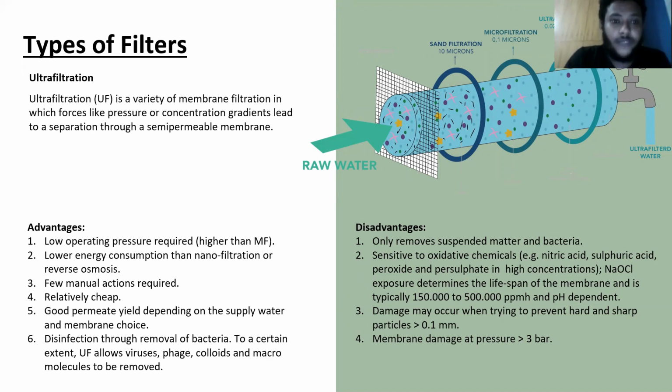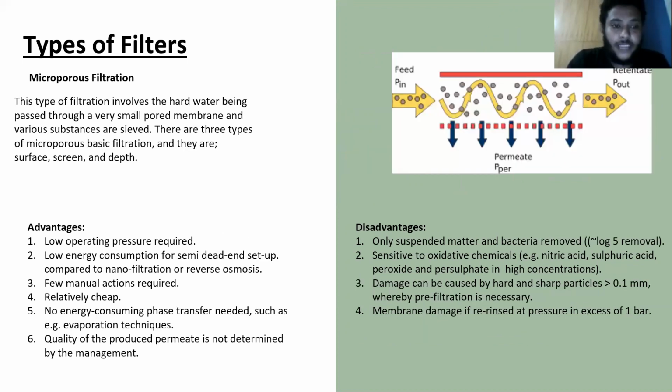So the other type of filtration next. The other type of cross-flow filtration is microporous filtration, and this type of filtration involves the water being passed through a very small pore membrane, and various substances are sieved. And there are several advantages and disadvantages for this type of filtration.